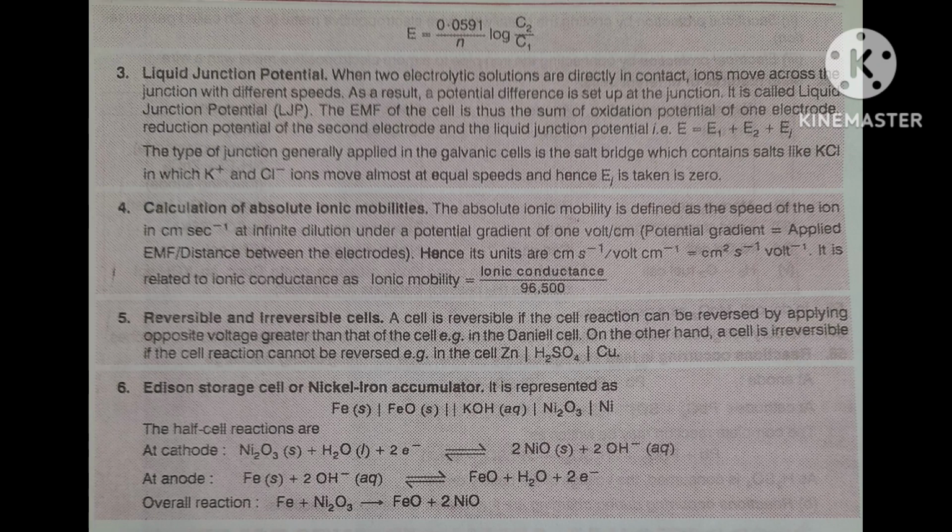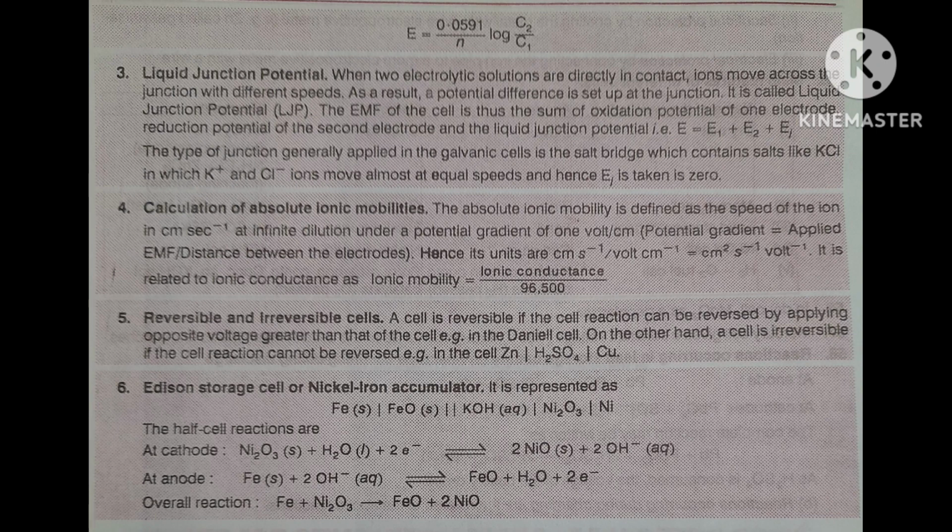Then ions move across the junction with different speeds. As a result, because two types of charged ions are coming close, they will create a potential. Correct? So when two electrolytic solutions are directly in contact, ions move across the junction with different speeds. As a result, a potential difference is set up at the junction. This is called liquid junction potential, LJP.